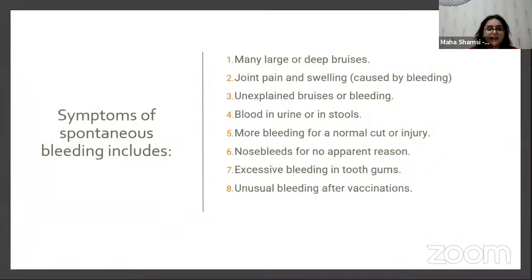Now, getting into the symptoms of spontaneous bleeding, you get deep bruises, joint pain, and swelling. This is, of course, only applicable to those who have hemophilia. Other symptoms include blood in urine or stools, more bleeding for a normal cut or injury, nosebleeds for no apparent reason, excessive bleeding in tooth gums, and unusual bleeding after vaccinations.